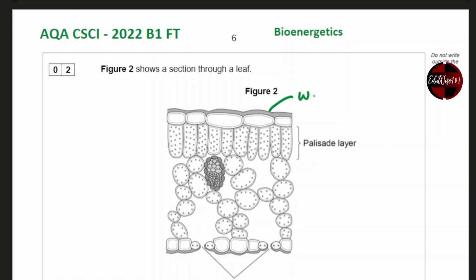That is the waxy layer. You can call this the upper epidermis.